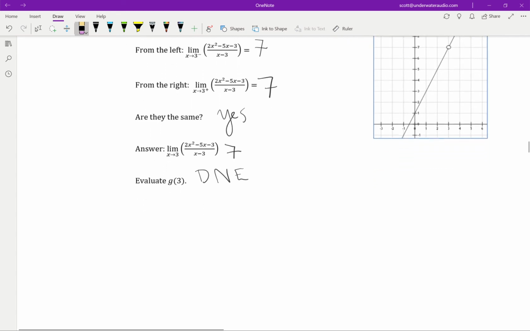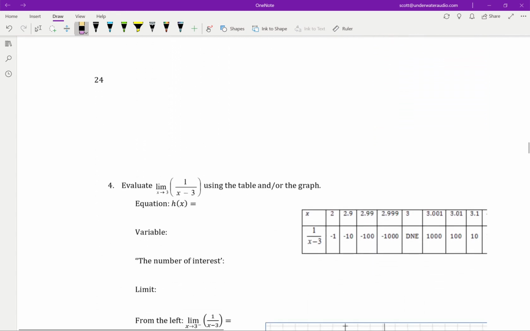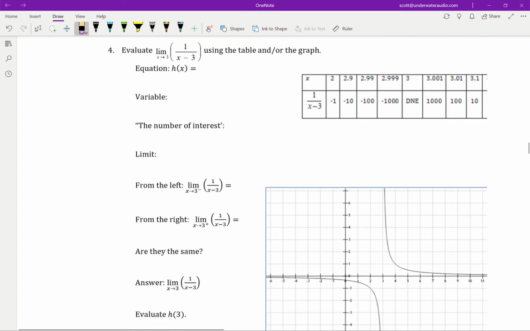Okay, let's do another one. I think this is the last one. Evaluate the limit as x goes to 3 of 1 over x minus 3 using the table and/or the graph. Either way. The equation is 1 over x minus 3. The variable is x. The number of interest is 3. But this is a little bit confusing in two places.